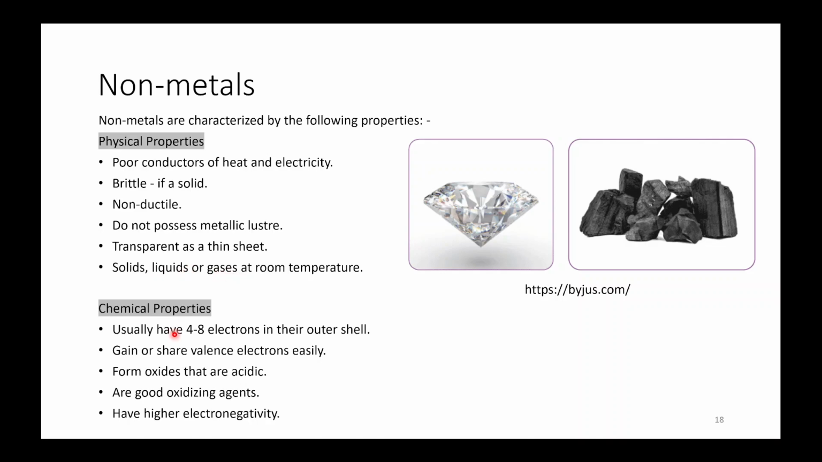In case of chemical properties, these usually have 4 to 8 electrons in their outer shell, and these will gain or share valence electrons easily. If they are forming oxides, these will be acidic, such as sulfur oxides, carbon oxides. These will be acidic in nature, and these are good oxidizing agents and have higher electronegativity. They will try to gain electrons.